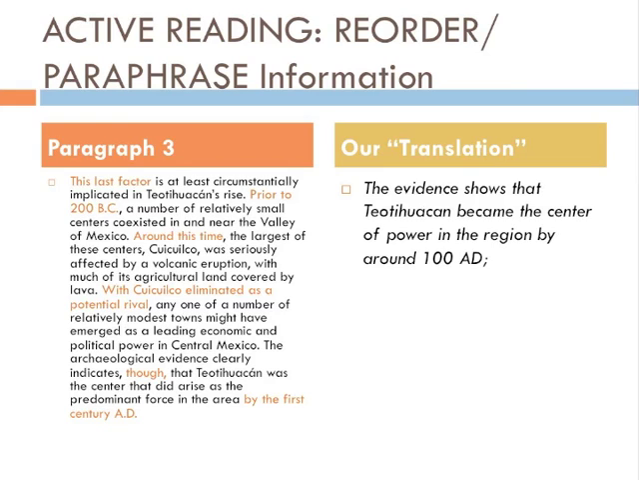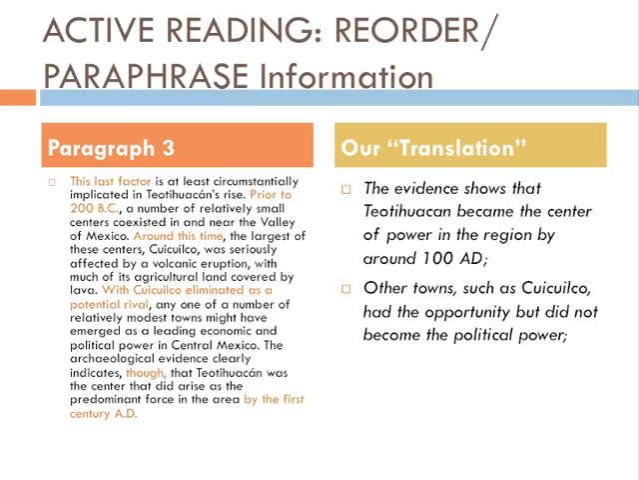And if you remember, the question was talking about what role the volcanic eruptions played in the rise of this city. So in this case, I'm starting with the last piece of information first because it's getting me a little more active in the reading. I'm paying more attention to it. So I'm moving backwards. So other towns, other cities, such as this city, which is called Quiquilco, had the opportunity to become a power, but did not become a political power. So again, I'm using simpler language here that basically says the same thing.